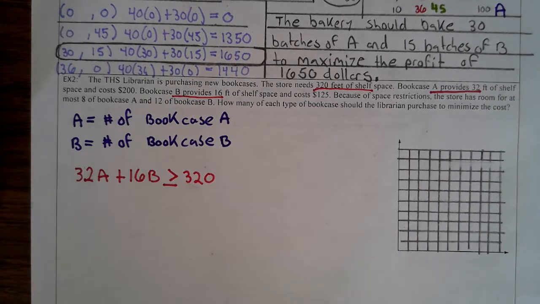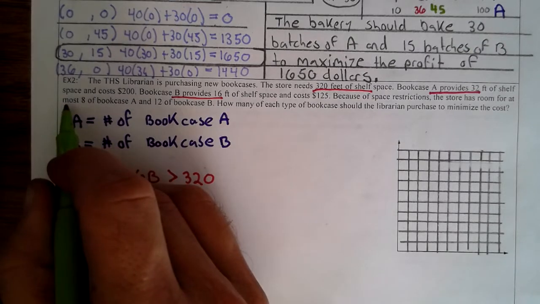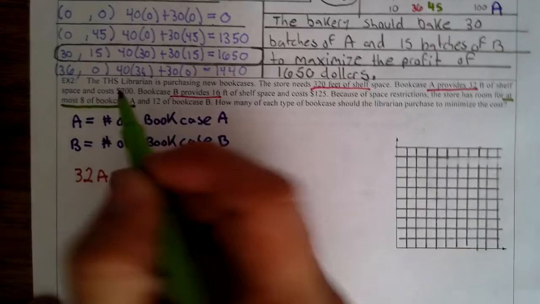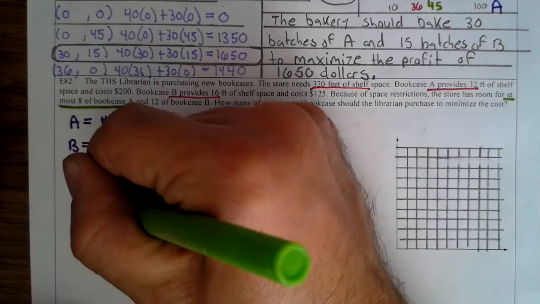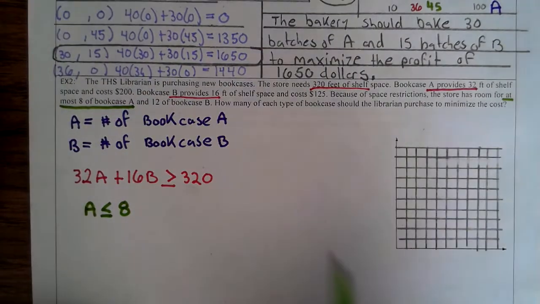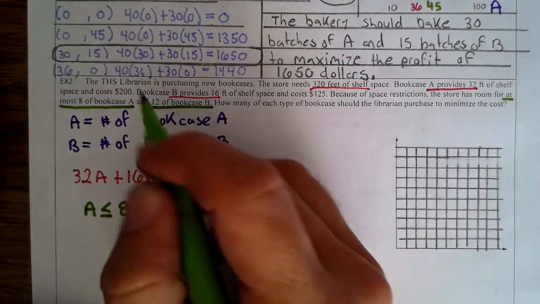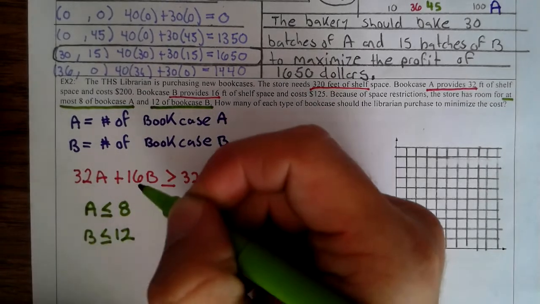Now the next part says that it has to have at most 8 of bookcase A. So that means A has to be less than or equal to 8. And it says at most 12 of bookcase B. So that means B has to be less than or equal to 12.